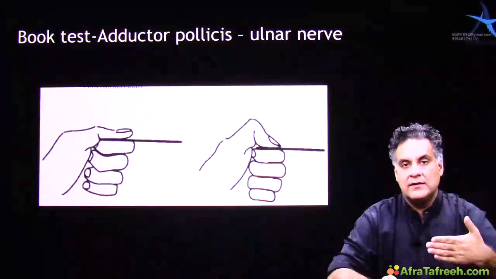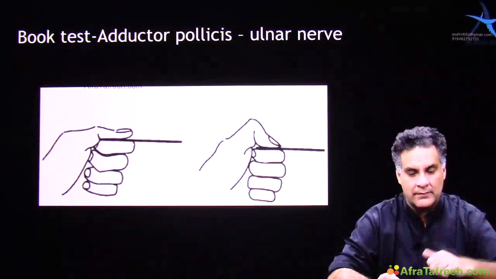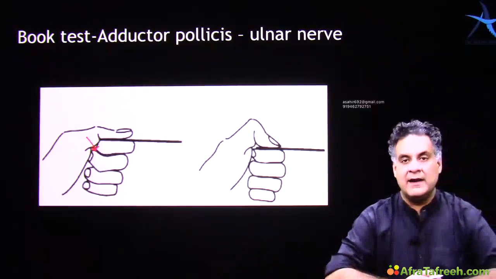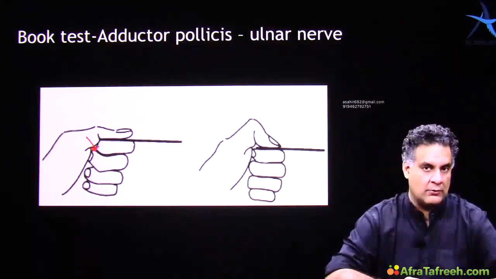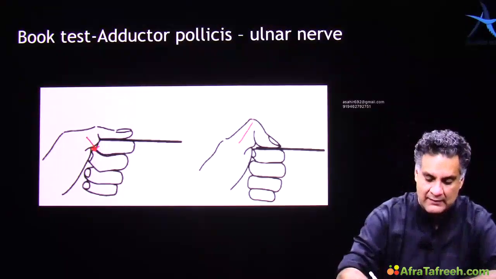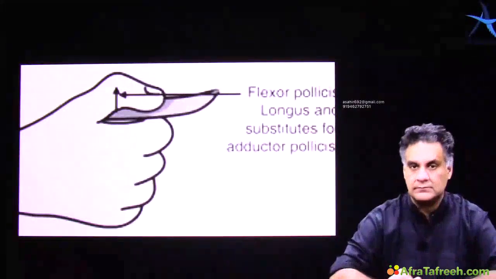Similarly, you give a book to a patient to be held between the thumb and palm. This is by adductor pollicis, and adduction is by the ulnar nerve. So if it is gone, the patient will not be able to hold the book. So he will not let the book go, and he will grasp it by flexing his thumb. This is called the Froment sign.